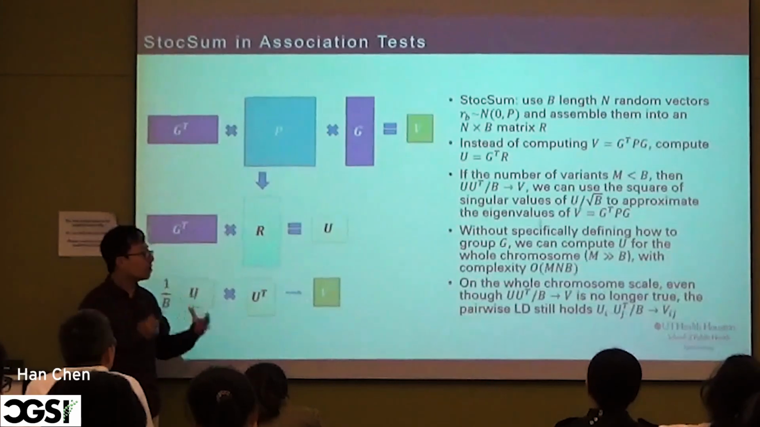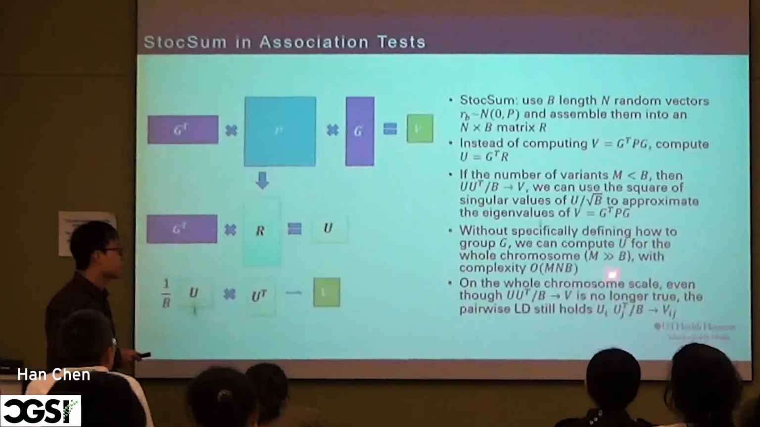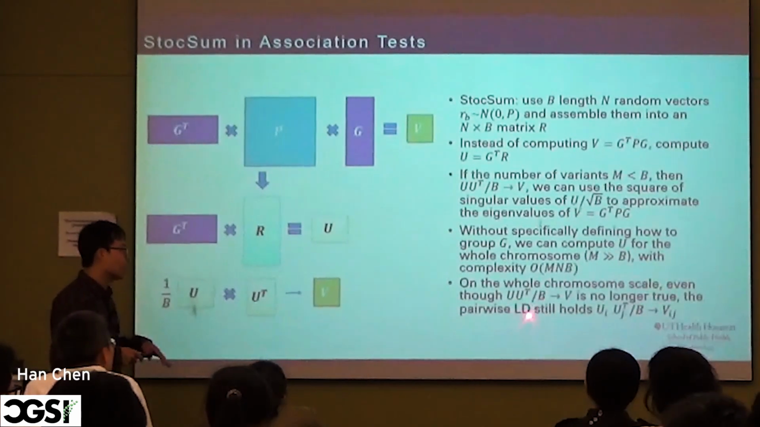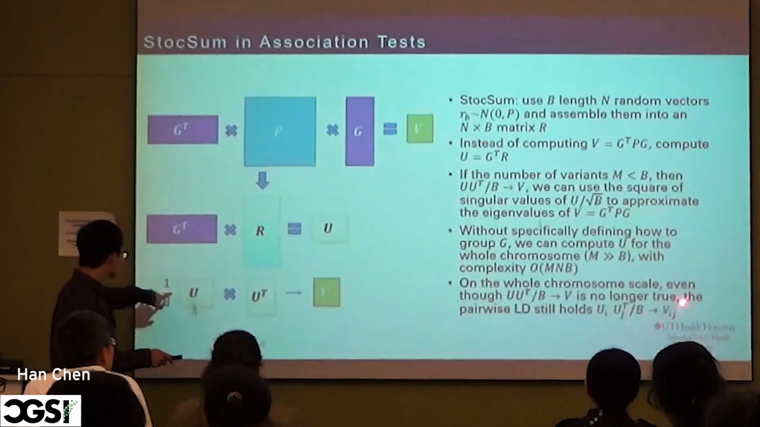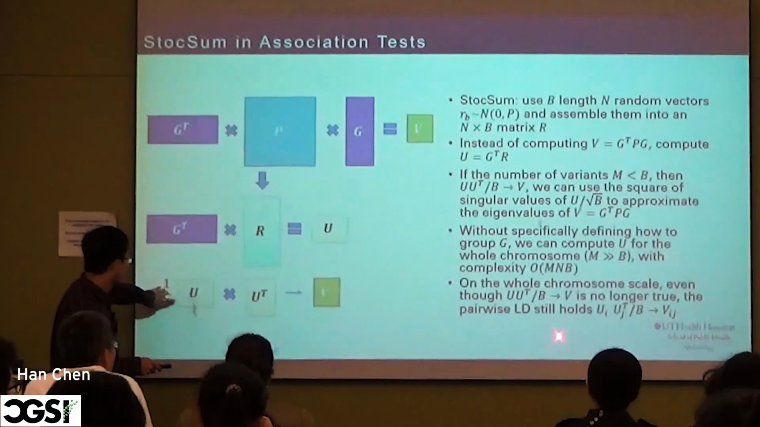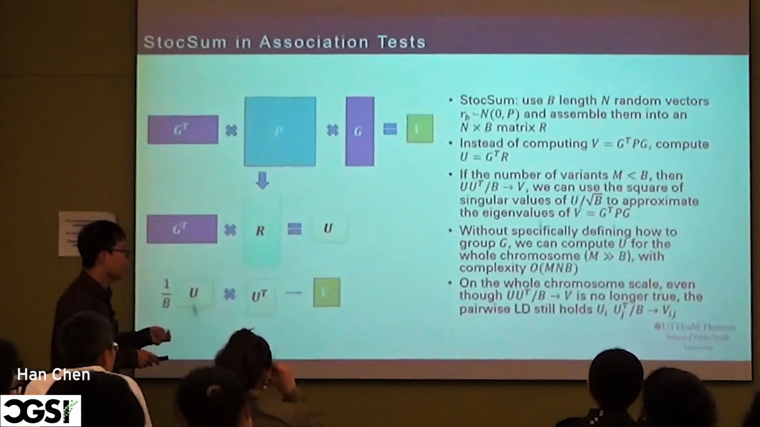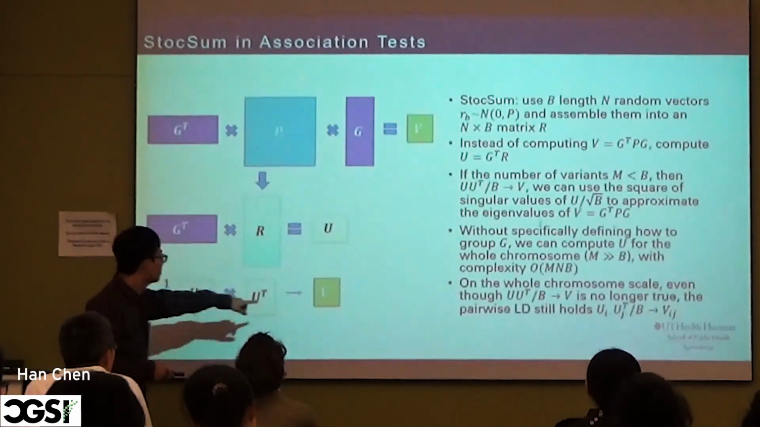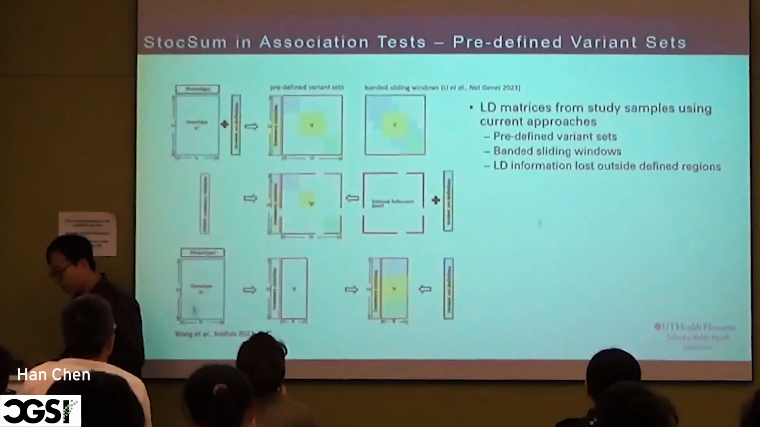So on the whole chromosome scale, even though this is no longer true because B is much smaller than M, if we want to look at some pairwise LD, it still holds, right? Because those are just the ith row and the jth row of this U matrix. If you want to look at two variants at a time, that quantity still converges to the corresponding element in this V matrix. So we can make use of that.